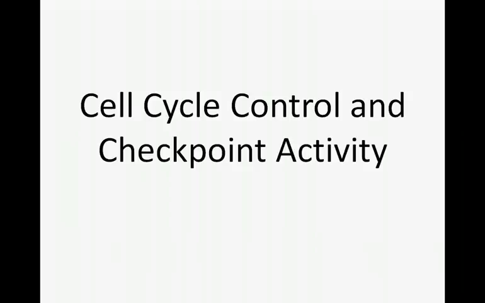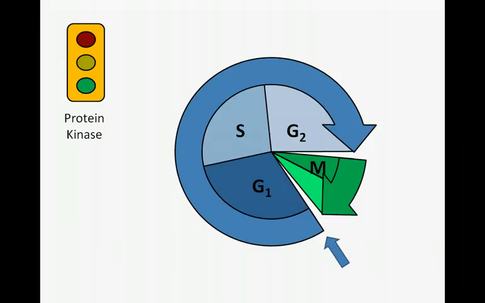Advancement through the cell division cycle relies on the coordination of multiple genes, expressed at different times throughout the cycle. In particular, the expression of cyclin proteins and their interaction with protein kinases is of considerable importance. Cells can be triggered to move through the cell cycle by the activity of protein kinases, which give a go-ahead signal for cycle advancement.